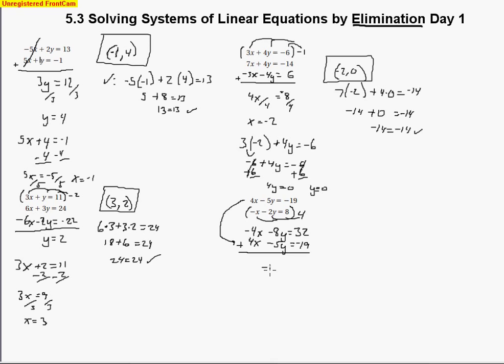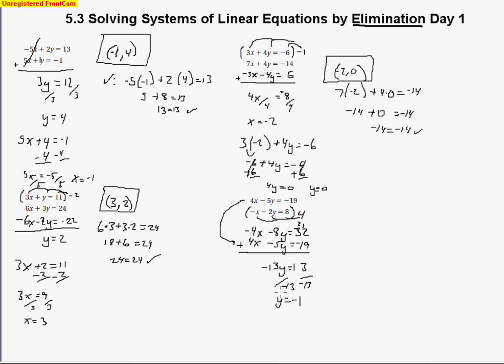I get negative 13y equals, and this gives me 51. Actually, no, I've got to subtract here. So I end up having to borrow, and that ends up giving me a 3, and this is a 1, so 13. So 13 equals negative 13y. So when I divide by negative 13, you can see how y is negative 1.